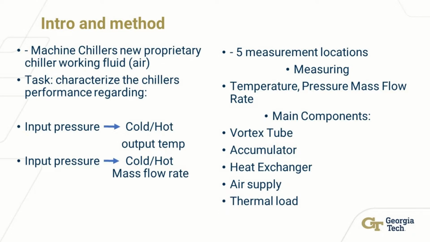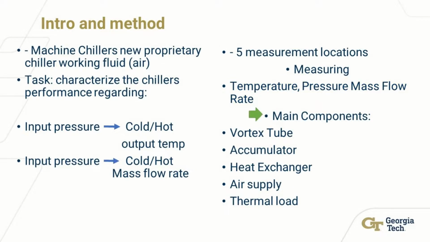Machine Chillers Incorporated has developed a new cooling system based on a vortex tube, which, unlike conventional chillers, uses air as a working fluid. Our task here is to characterize the chiller's performance, relating the input pressure to the cold and hot output temperature and cold and hot mass flow rate. There are 5 measurement locations in which we'll measure either temperature and pressure or mass flow rate.